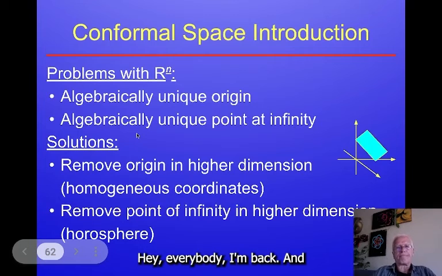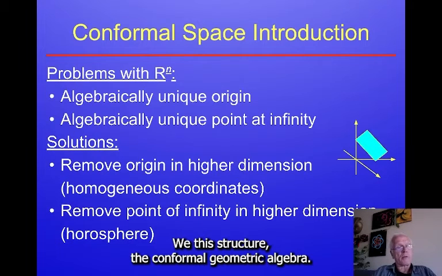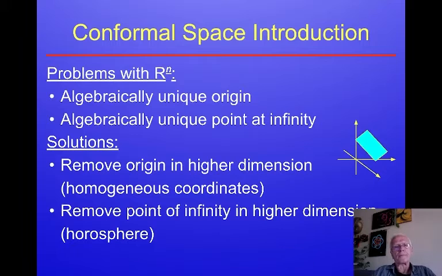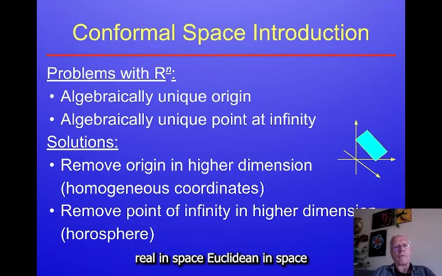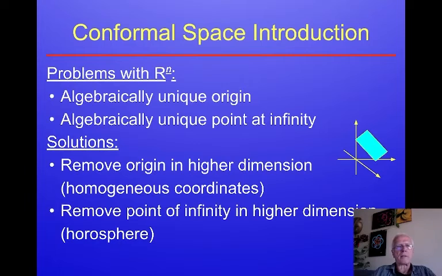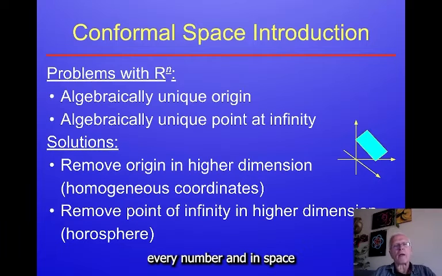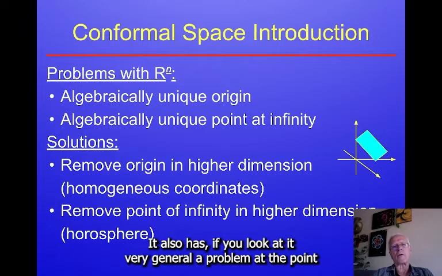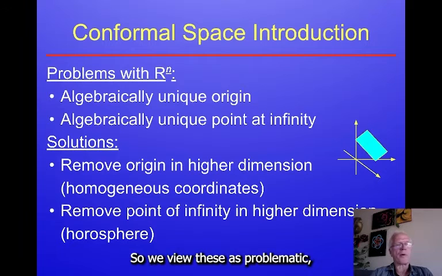Hey everybody, I'm back. I'm going to talk about a special structure within geometric algebra. We call this structure the conformal geometric algebra. So first of all, let's step back and think about problems with our real n-space, Euclidean n-space. First of all, algebraically, it has a unique origin. Every number in n-space I can divide with except for 0. It also has, if you look at it very generally, a problem with the point at infinity. We can't really do anything algebraically with the point at infinity. So we view these as problematic.